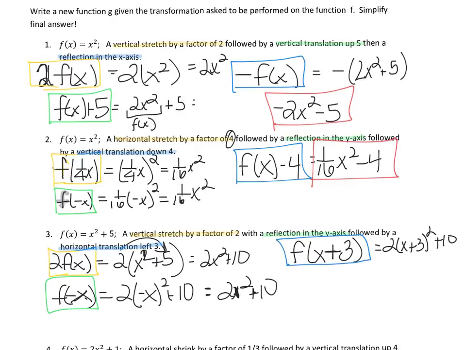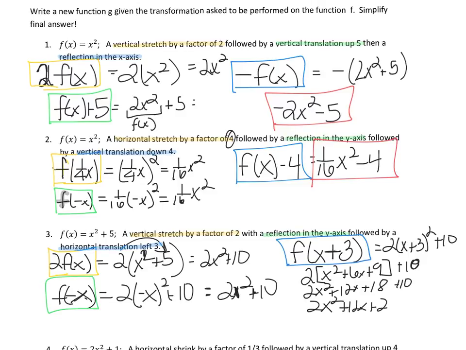Now to simplify that, we need to FOIL out the x plus 3 squared, which is x squared plus 6x plus 9. Then we're going to multiply by the 2, 2x squared plus 12x plus 18 plus 10, which finally is 2x squared plus 12x plus 28. And that's your final simplified answer. And if you were asked for the vertex, like you were on the quiz, the vertex is -3, 10, because at this step right here, you're in vertex form.